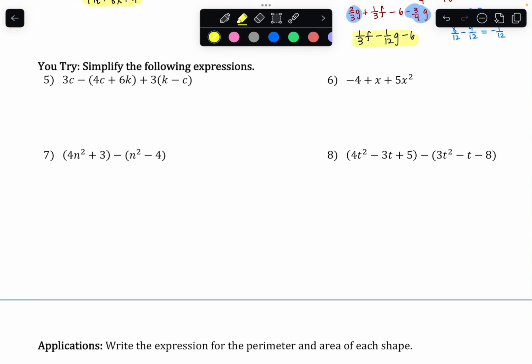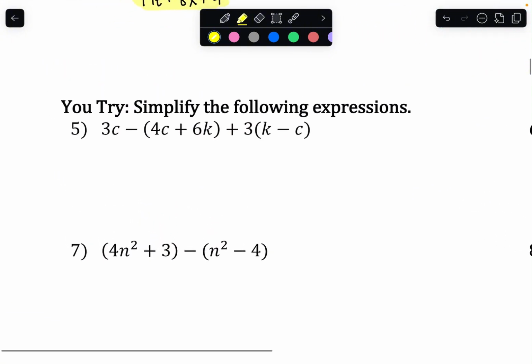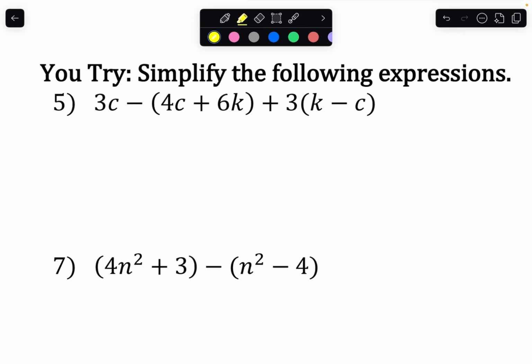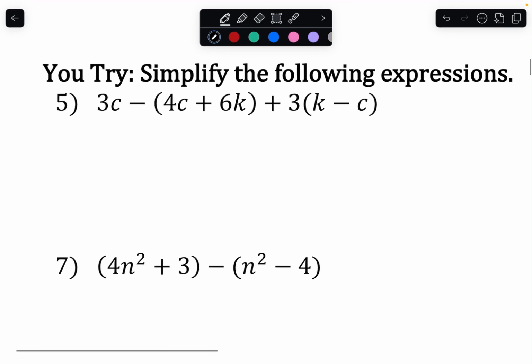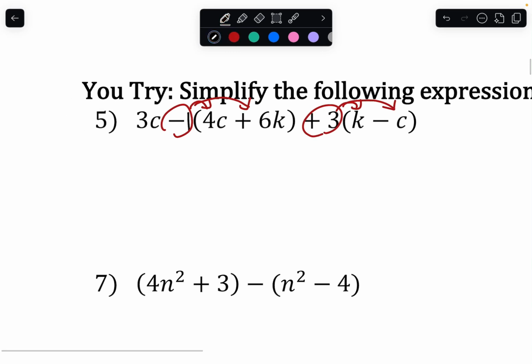Okay, and all right, for these next 4 examples, we've got multiple sets of parentheses, some distribution happening. And so starting with number 5, we are distributing a negative 1 to the first set of parentheses. And we are distributing a positive 3 to the second set of parentheses. So go ahead and bring down your 3c. Negative 1 times 4c is negative 4c. Negative 1 times 6k is negative 6k.